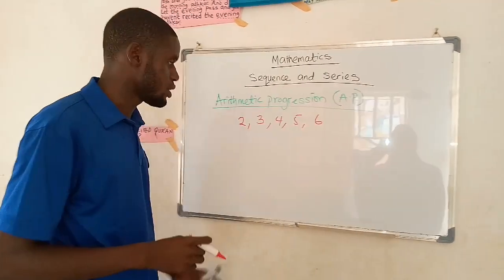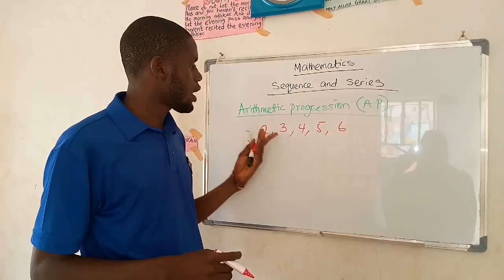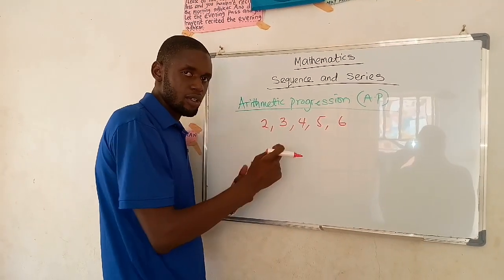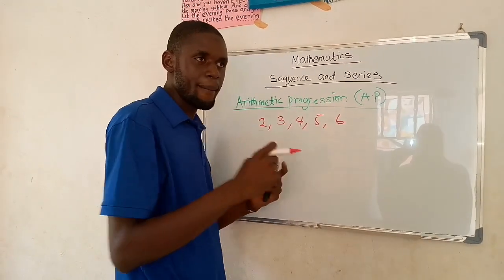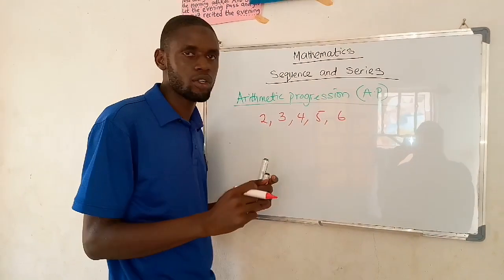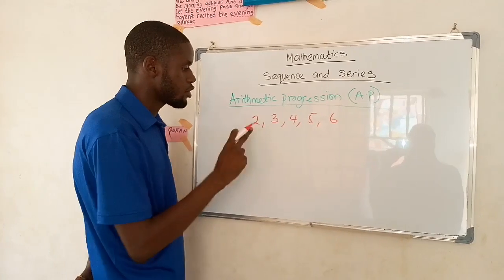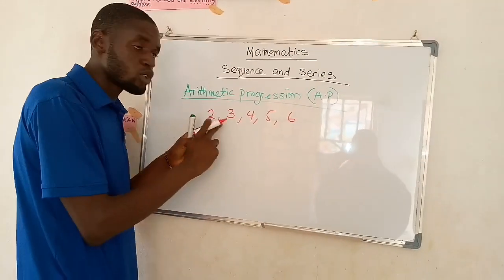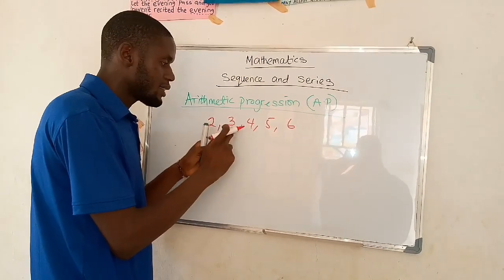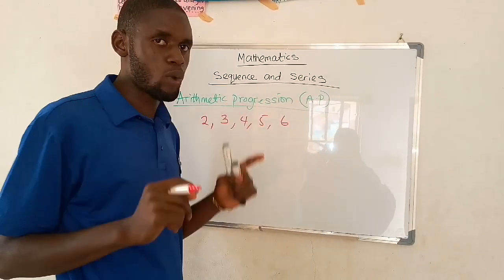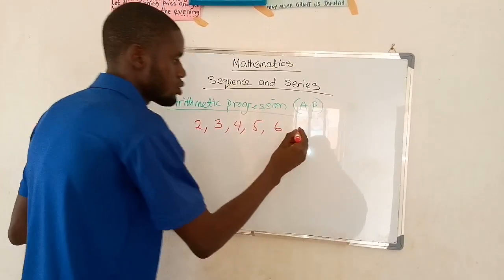For arithmetic progression, you normally see that some list of numbers like 2, 3, 4, 5, 6 is written. What happens in arithmetic progression is that the next term differs from the other term by a particular common difference that is constant along the sequence. For instance, if you see 2 and 3, you discover that the difference is just 1. Then 4 and 3, the difference is 1. 5 and 4, the difference is 1. Just as it goes on.